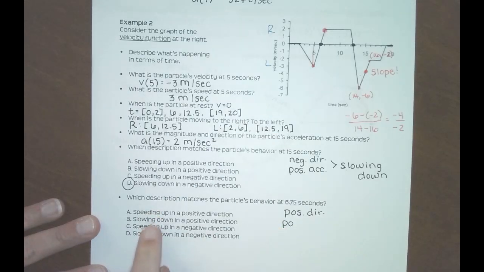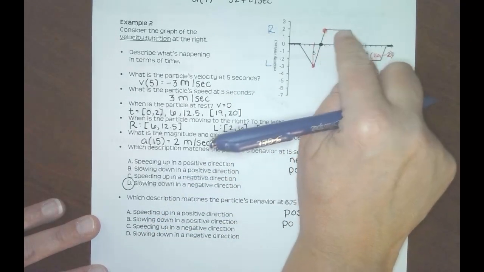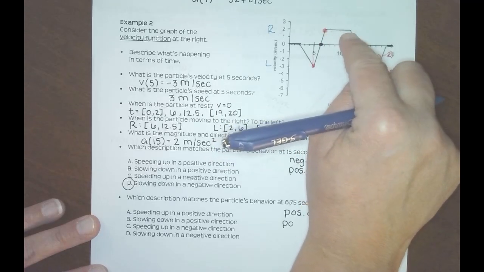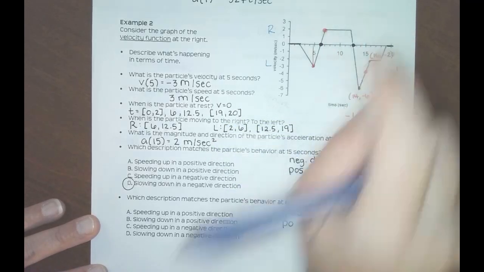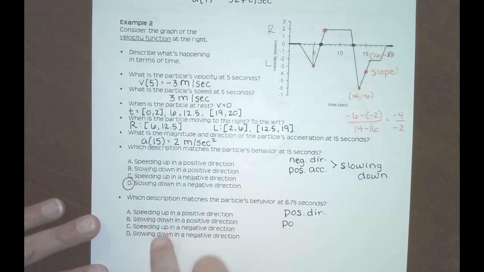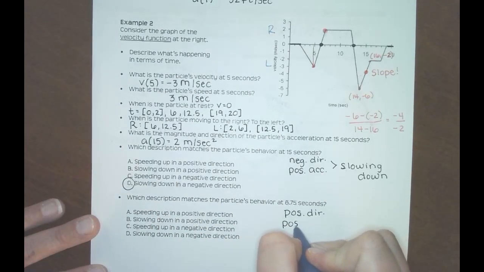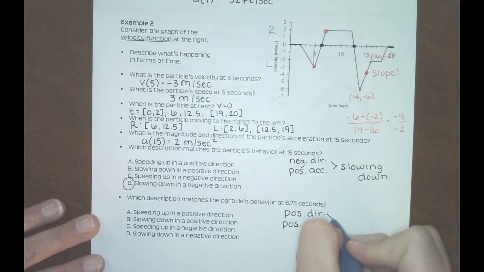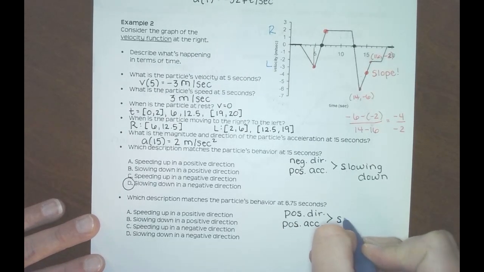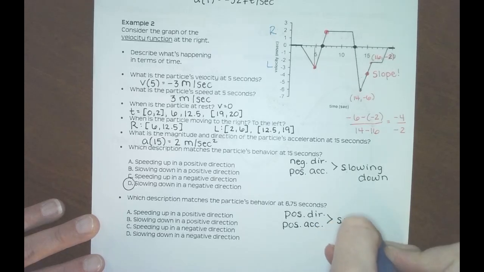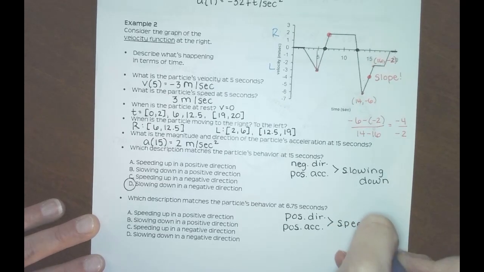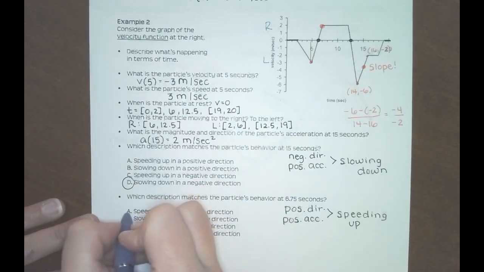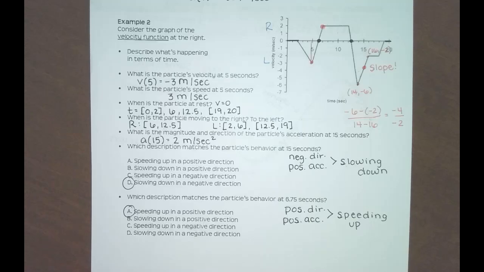I don't see an option that talks about, you know, a 0 acceleration right here. This would be my rate of change not changing. I'm still moving, right? But I'm moving at a constant rate. So I don't see that in here anywhere, because I wouldn't be speeding up or slowing down. So I'm going to assume that this wants me to talk about positive acceleration. These two things together mean that I'm speeding up. And so speeding up in a positive direction would be letter A.